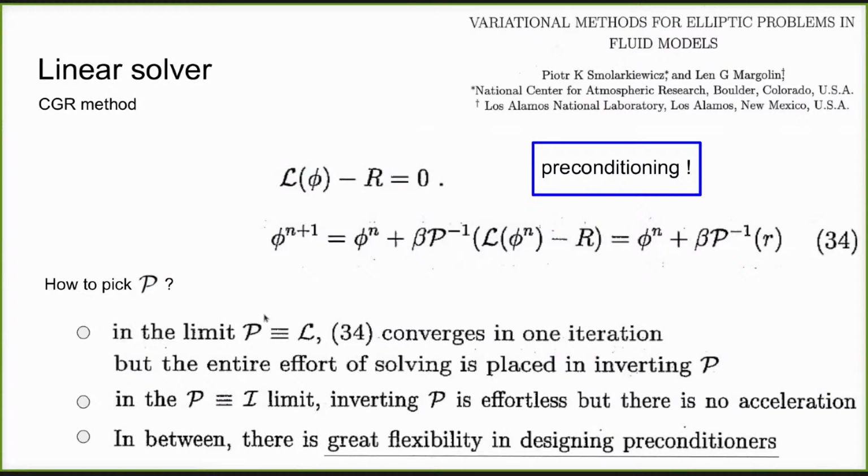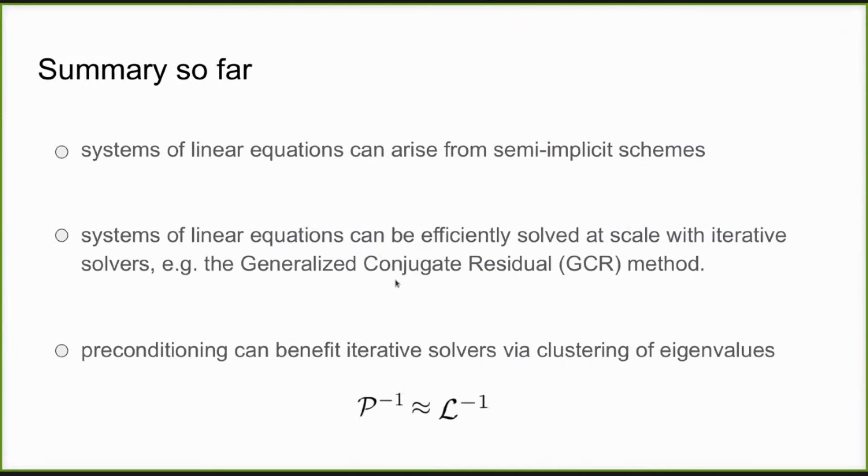So a good preconditioner is going to be somewhere in between. And as they nicely wrote in this paper from 2000, I think, there is great flexibility in designing preconditioners. It's a bit of an art, and it's also very problem dependent. The structure of L, the sparsity of L, is all going to go into what makes a good preconditioner. So with this, we're going to go back to the main paper.